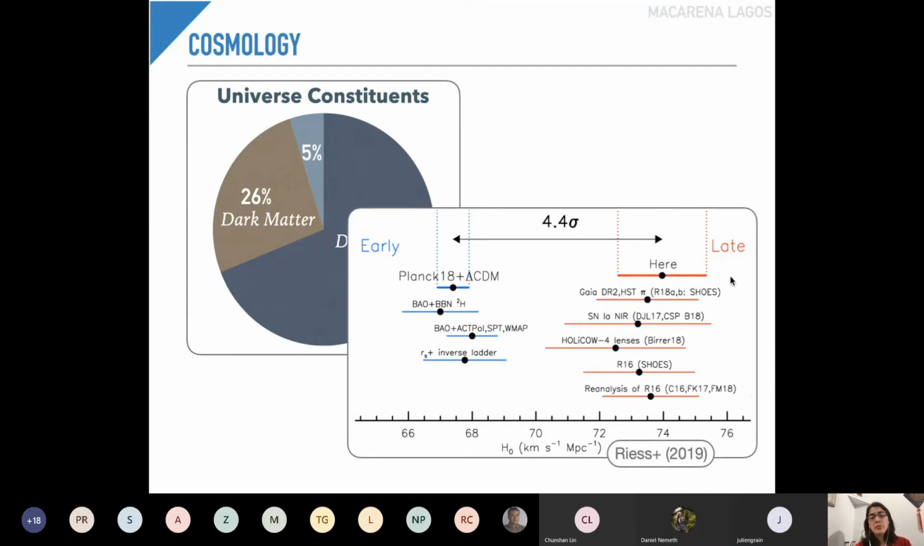But the point is that it could be possible that the assumptions that we are making about cosmology are affecting and biasing the constraints that we find for our cosmological parameters. So we do need to test our cosmology further.